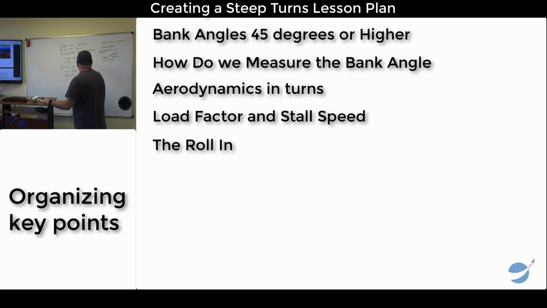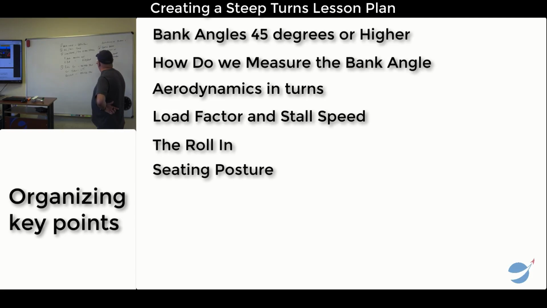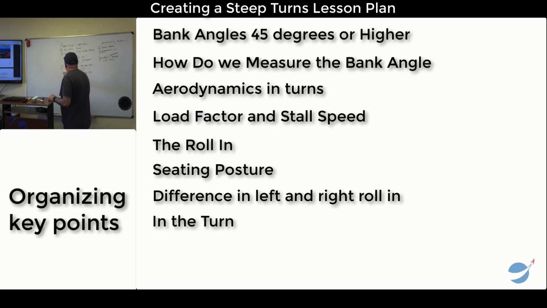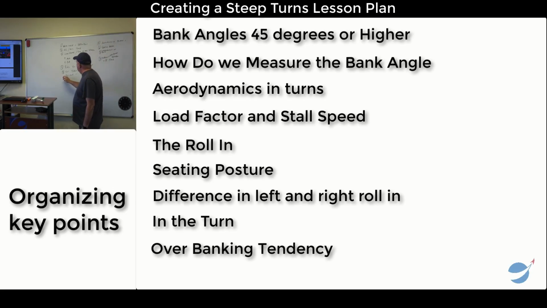And then that's going to have a conversation a bit about adverse yaw, which you can also use that image for in chapter 3, which would be discussion on that. And then in that same time, we need to talk about establishing what it looks like in the turn. So I think we would say that seating posture would be 6, and the differences in left and right roll-in, what that's going to look like when it's established, probably 7. And then in the turn, probably number 8. And then number 9 would be overbanking tendency, and maybe number 10 be a rollout.